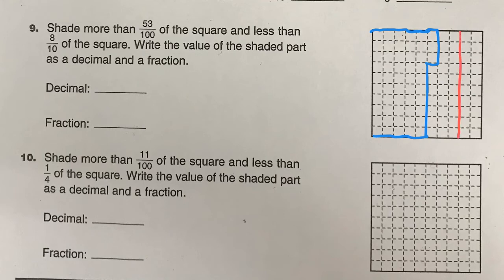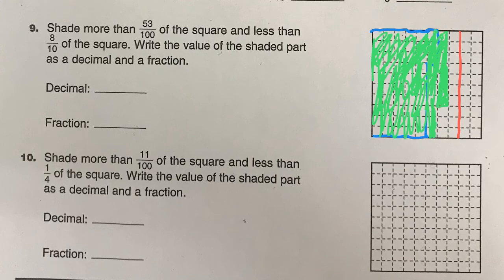But I do have another instruction here. It says it needs to be less than 8/10 of the square. So I have to be less than this much up to the red line, and more than 53 hundredths, which goes up to here. So just choose any random part to shade in between there. So mine's a little bit sloppy, but choose a different number for me. But I'm doing, let's see, this is 67 hundredths is what I shaded in. So 67 hundredths would be written like that as a fraction, and like that as a decimal.